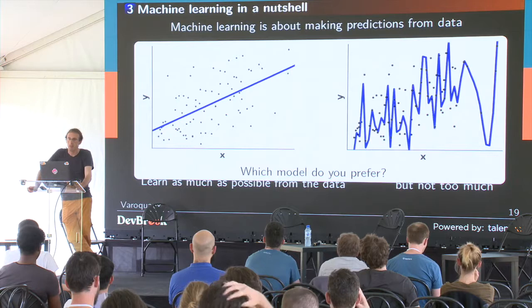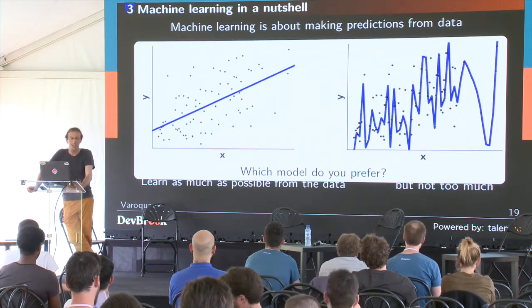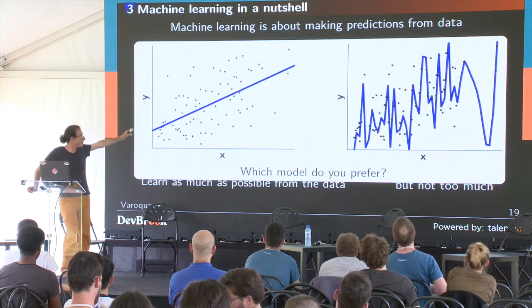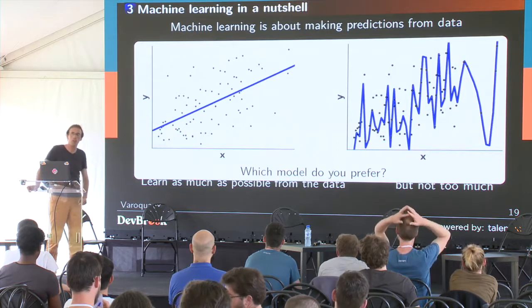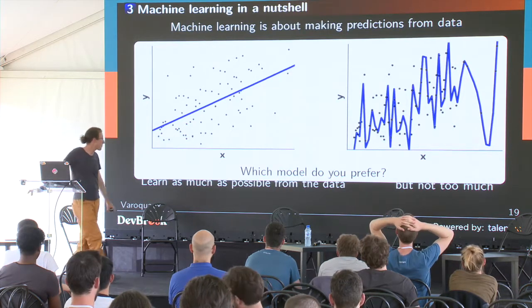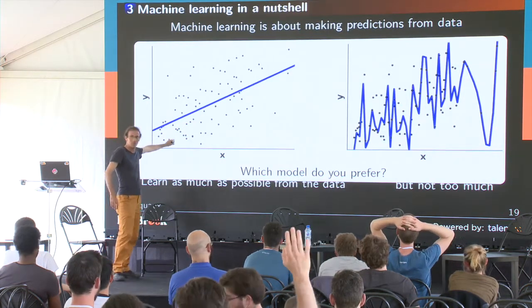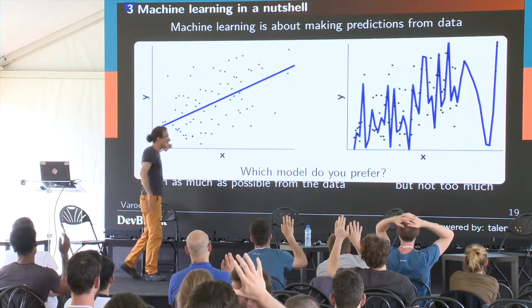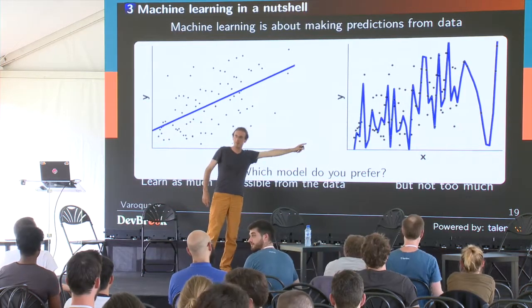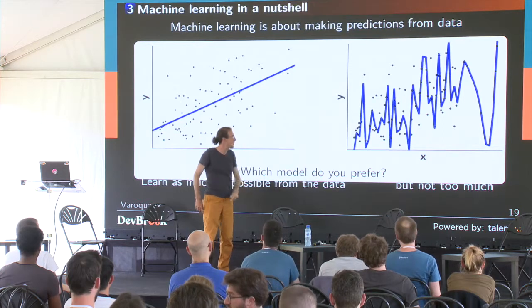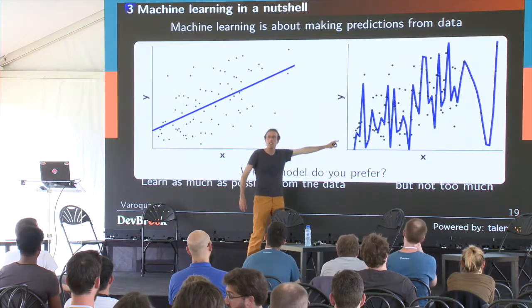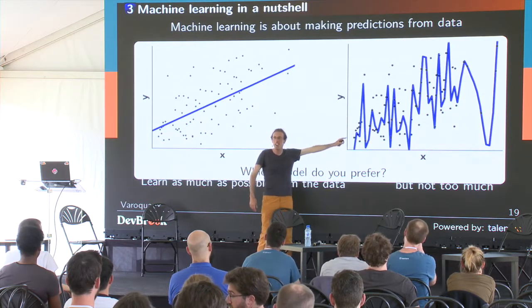Here's another example. I want to fit data. They're my data points. Which of the two models do you prefer? Who prefers this one? Who prefers this one? Maybe you should prefer this one. It fits the data better, doesn't it? I mean, there's less error.